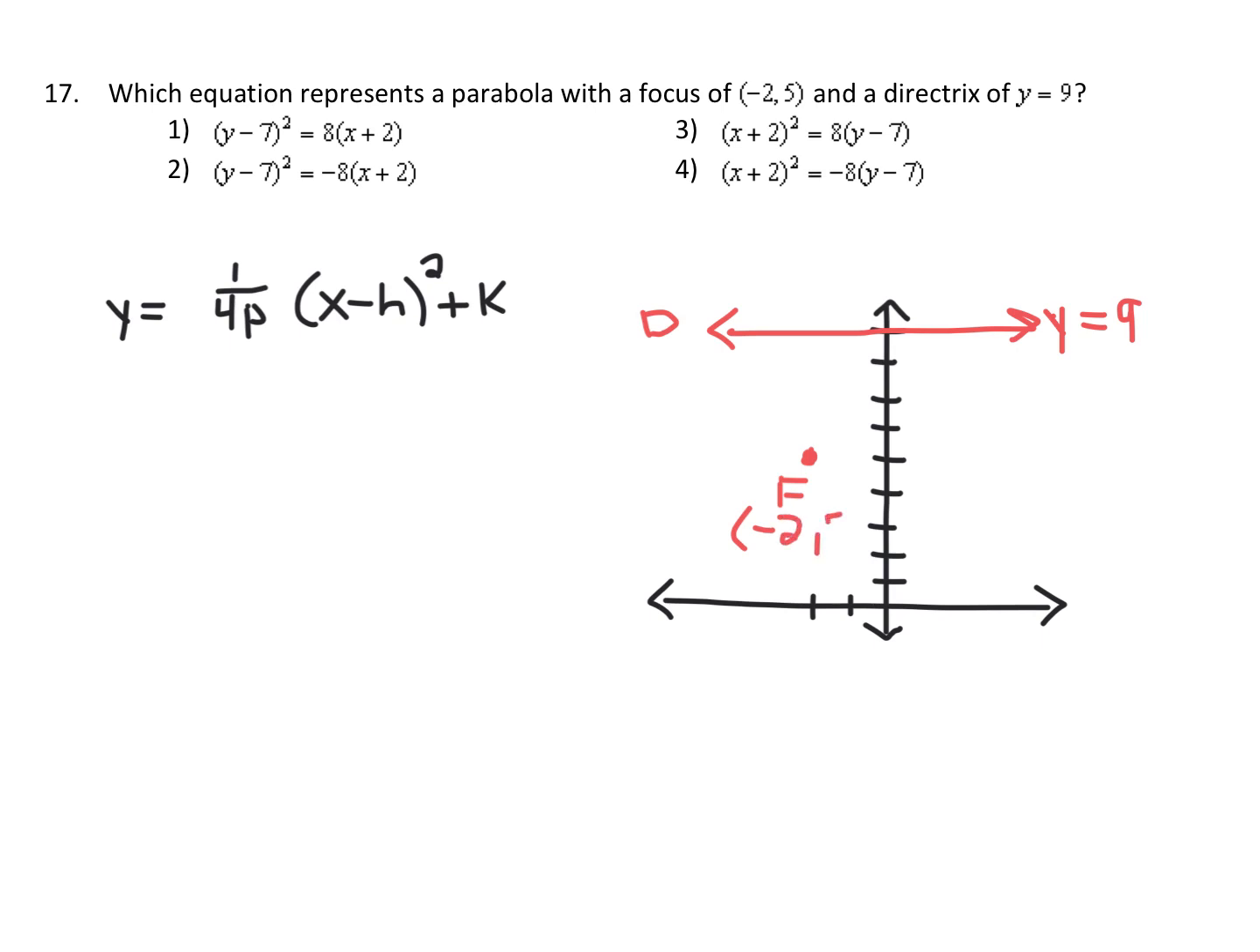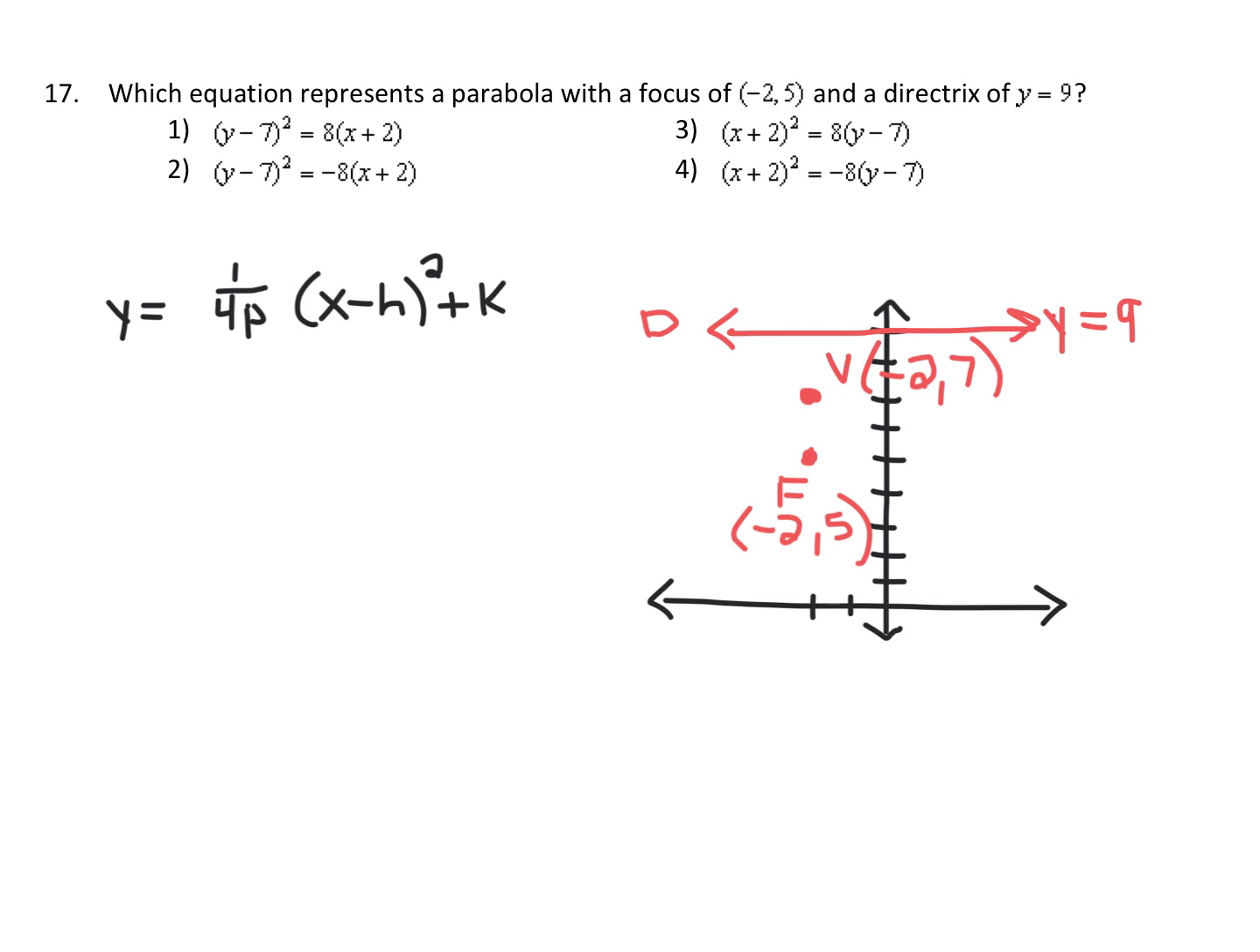We know that our vertex is midway between the focus and the directrix. So since there are 1, 2, 3, 4 units in between these, half of 4 would be 2. So if I go down 2 from the directrix, or if I go up 2 from the focus, I'm going to meet right in the middle at my vertex. Okay, so the coordinates of that would be negative 2, 7.